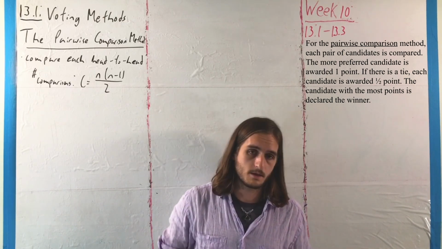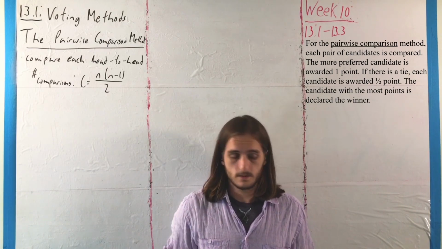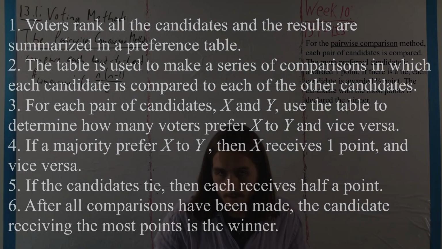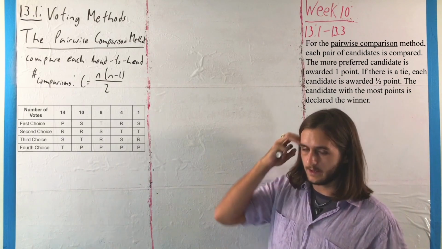Anyway, what we're going to do for this method follows a few steps where we will rank all the voters with the results summarized by a preference table. Then, the table is used to make a series of comparisons in which each candidate is compared to each of the others. From there, for each pair, use the table to determine how many voters prefer one to the other, x to y or y to x. If a majority prefer x to y, then x gets a point. If they tie, then each gets half a point. And then after all the comparisons are made, we count up all of the ones to determine who is the winner.